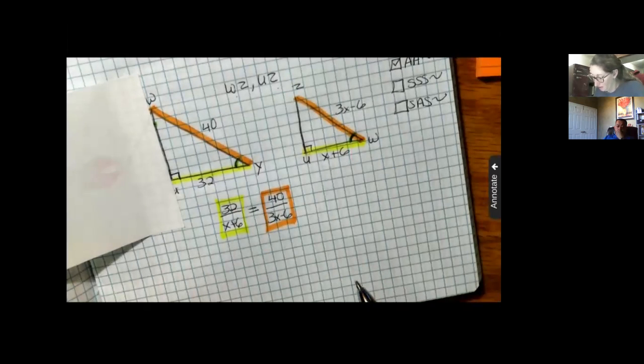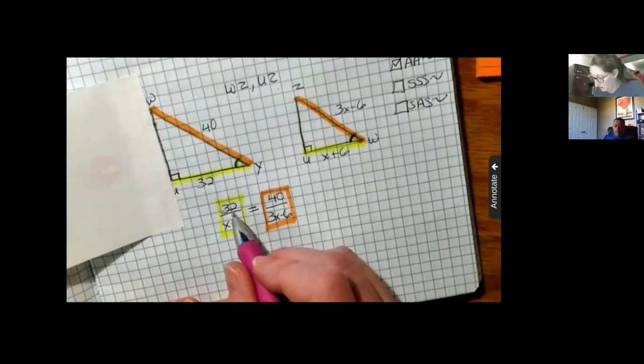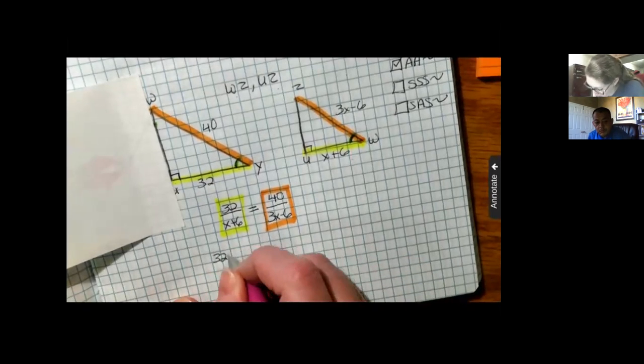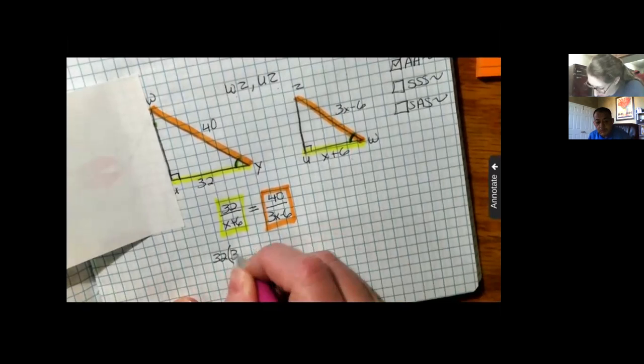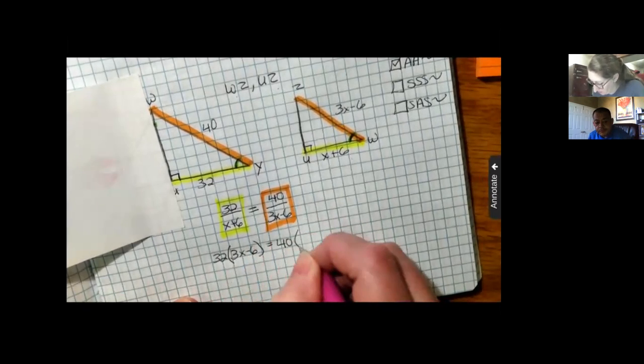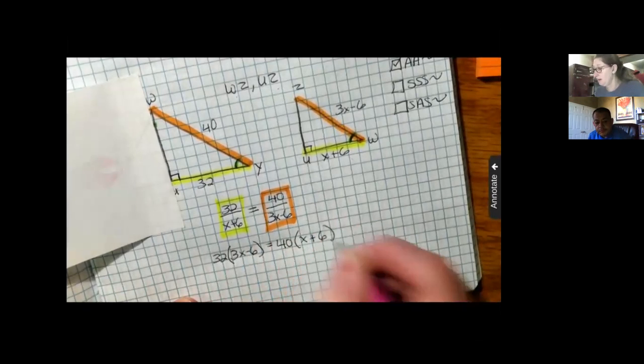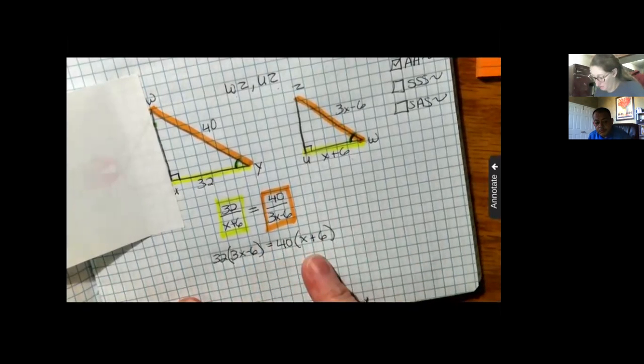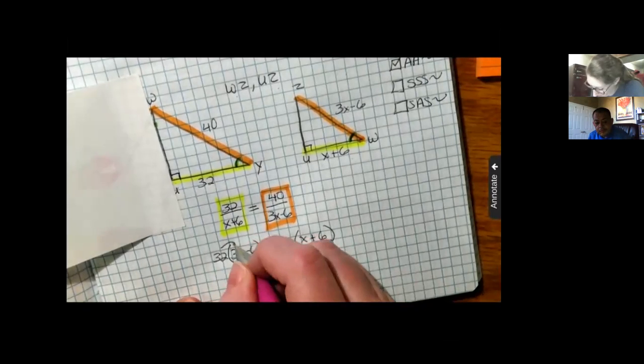Okay, now I've got to cross multiply. So I'm going to take 32 times 3x minus 6 equals 40 times x plus 6. And now this is math that I recognize. Now I need to distribute.